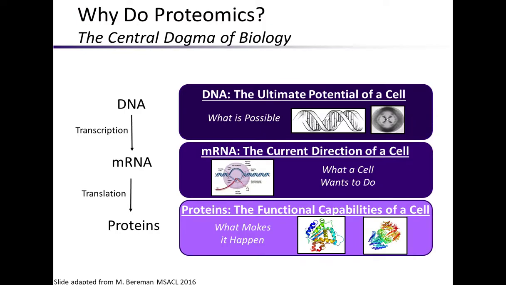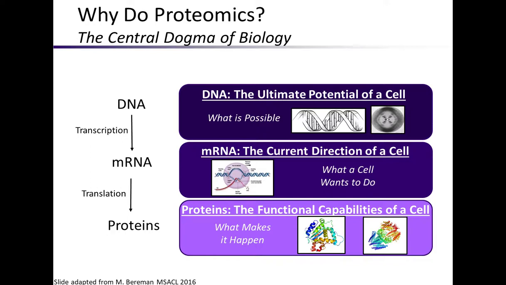I'd like to start by asking why we even want to do proteomics. If you think about the central dogma of biology, we start with DNA, which is transcribed into mRNA, which is translated into proteins. The DNA is basically the ultimate potential of the cell. It's what's possible, what you could make. Whereas the mRNA tells us something about what the cell is trying to do, what the cell wants to do. But proteins are what makes it happen. They're really the functional capability of a cell.